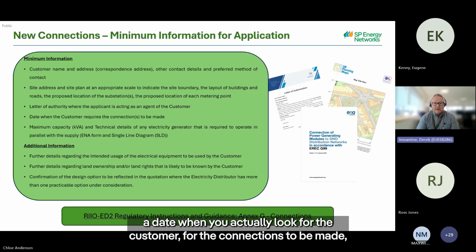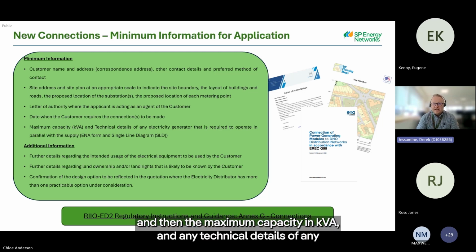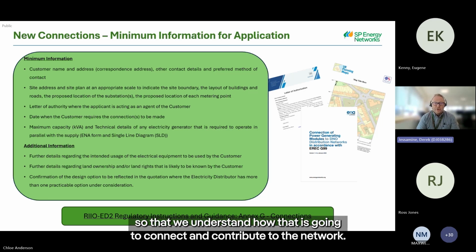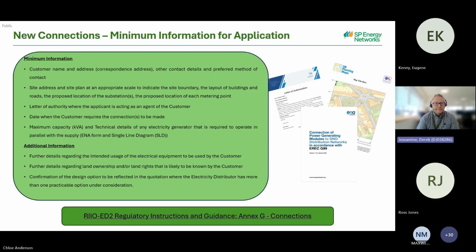We'd also look for a letter of authority where you're acting on behalf of a customer, a date when you actually want the connection to be made, and then the maximum capacity in kVA and any technical details of any generators that are going to be operating in parallel with the system. So typically that's going to be the ENA form and a single line diagram, so that we understand how that is going to connect and contribute to the network.